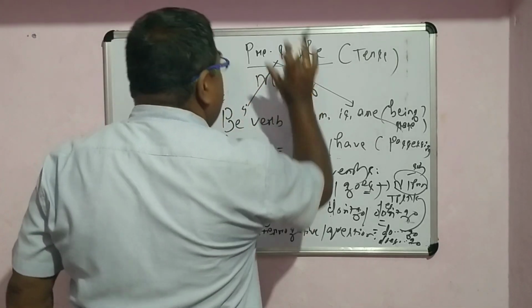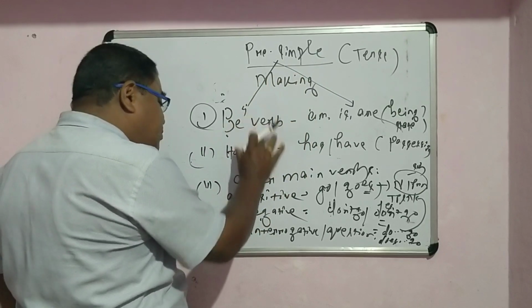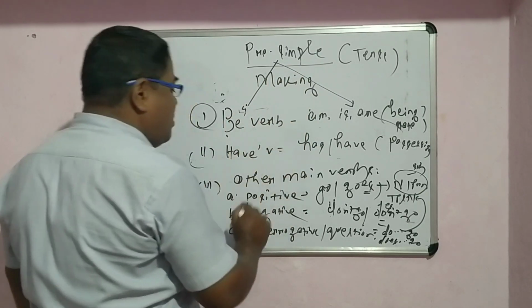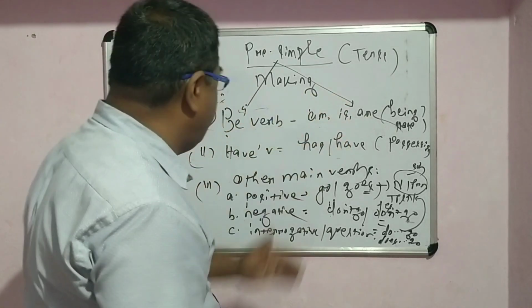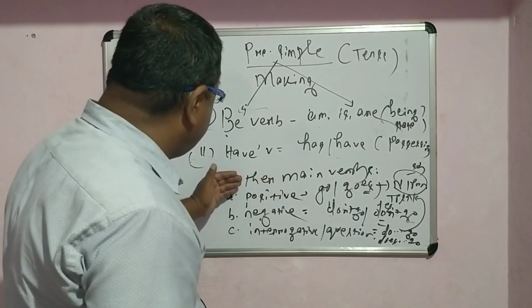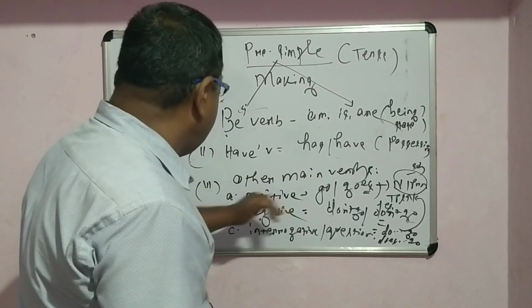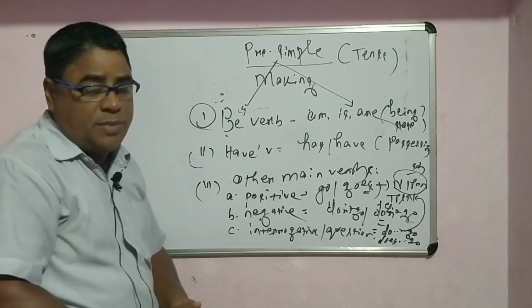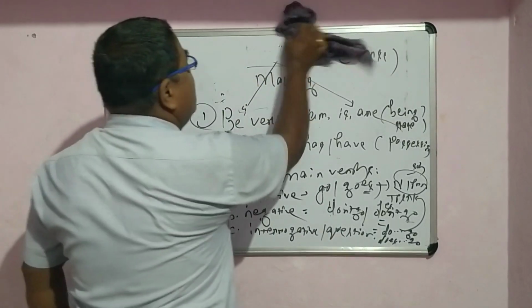You always remember your present simple is made particularly on the three forms of the verbs. Number one is the be verb, number two is the have verb, number three is the other main verb. And when you speak of your other main verbs, you simply go to the three formats of the other main verbs, whether the sentence is positive, negative, or interrogative. So this is all about your present simple making of the verb.